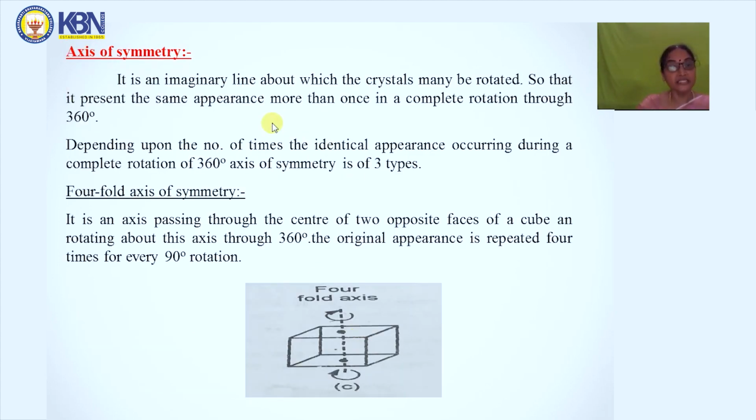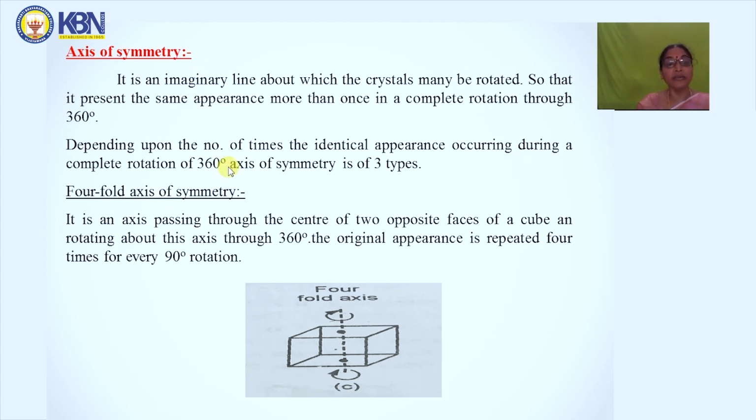Coming to the axis of symmetry, it is an imaginary line about which the crystal may be rotated so that it presents the same appearance more than once in a complete rotation through 360 degrees. Suppose I take an axis passing through opposite faces of a cube and rotate the cube about this axis, an identical appearance occurs during the complete rotation of 360 degrees.